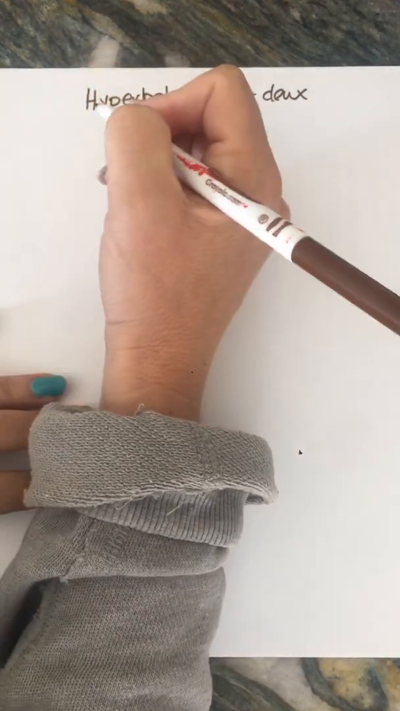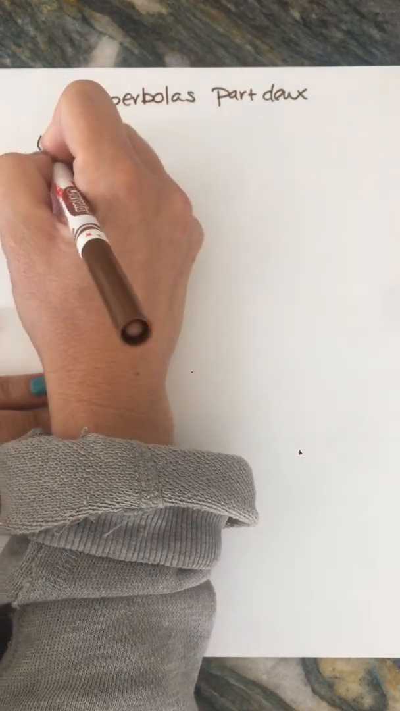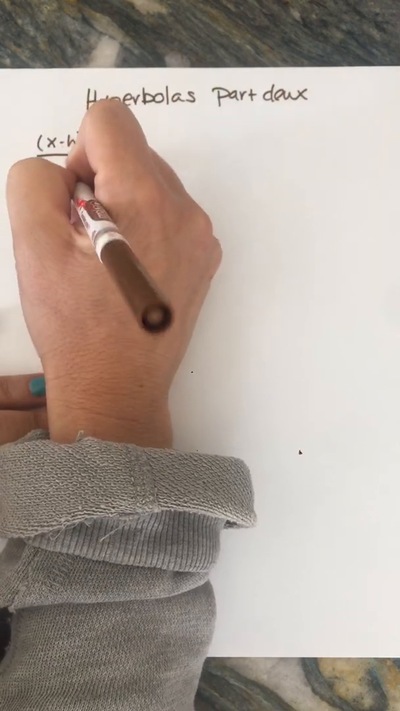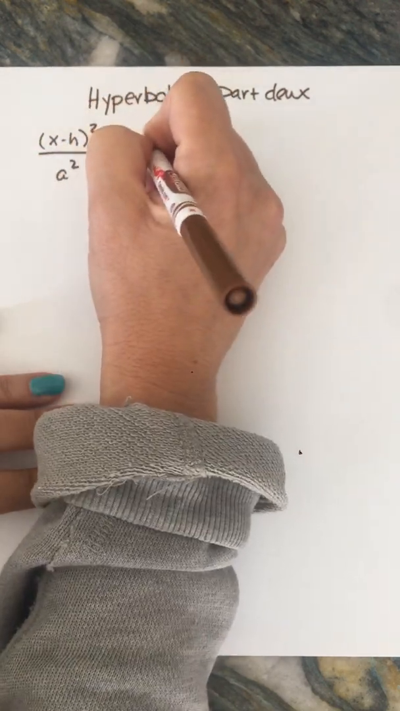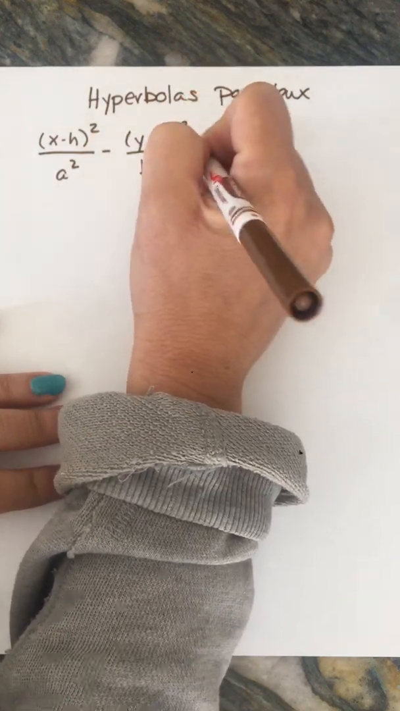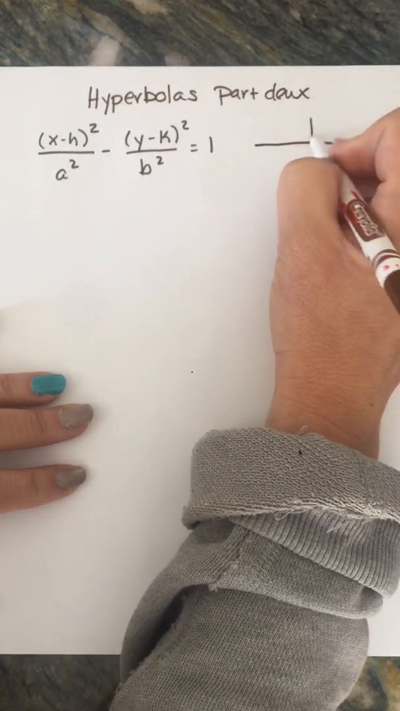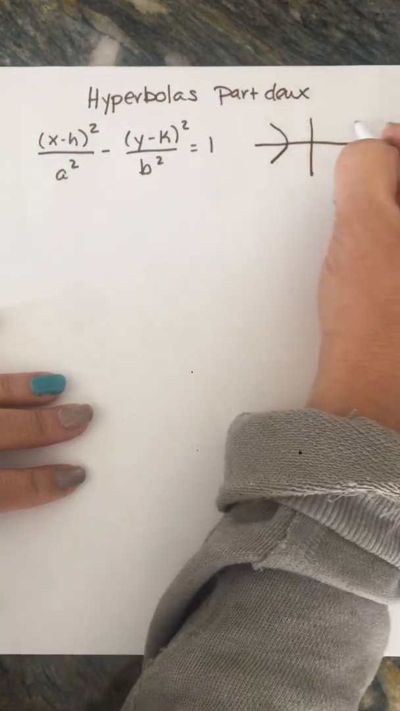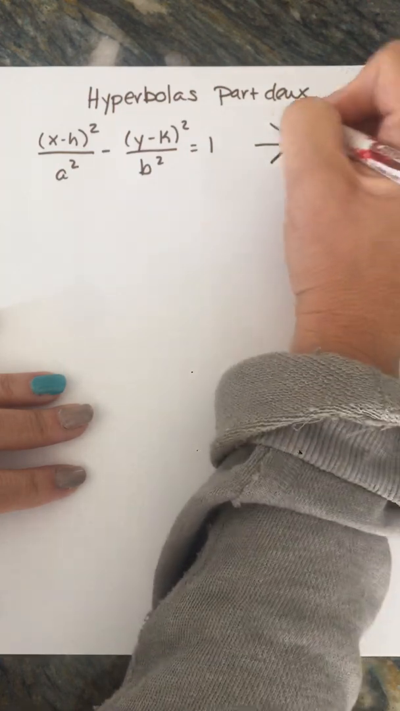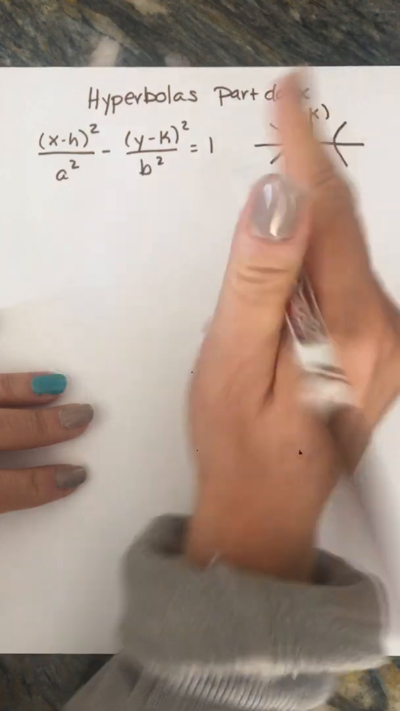So remember, let's say we have the orientation as left, right. You'll have x minus h quantity squared over a squared minus y minus k quantity squared over b squared equals 1. So that would be your left-right orientation. The center will be h, k. In this case, it would be 0, 0.